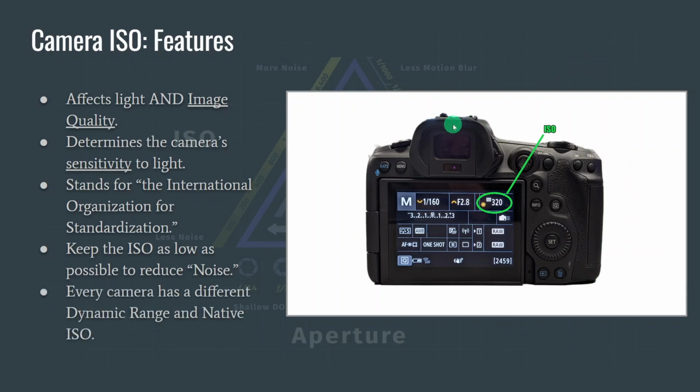And as the video mentioned, every camera has its own dynamic range, which is how much light it can take in and the range it has from highlights to shadows. Every camera is a little bit different. Some are better than others. You just got to get used to the camera that you have. The ones we have in class are not too bad.